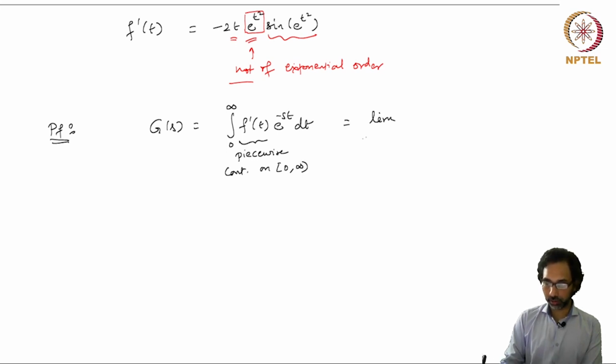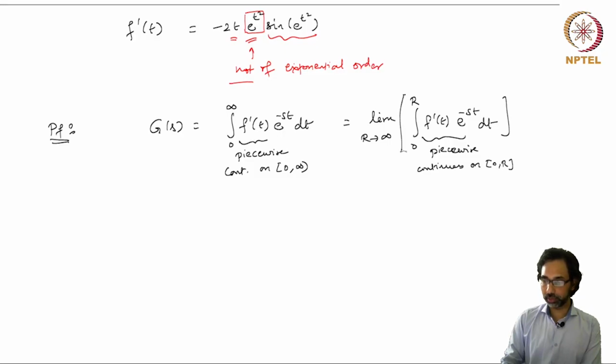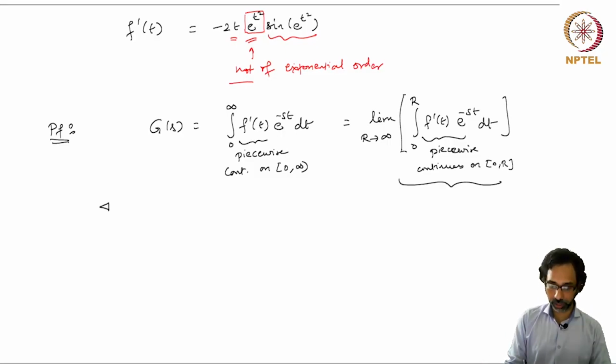So if we take our limit formula for the improper Riemann integral, so this is the integral from 0 to R of f prime(t) e to the minus st dt, and so now this is a piecewise continuous function on 0 to R, and therefore this Riemann integral exists, and now we have to show that this limit also exists. So now we will use integration by parts, and we choose u to be e to the minus st and v to be f prime(t).